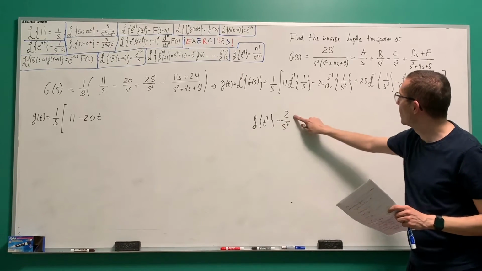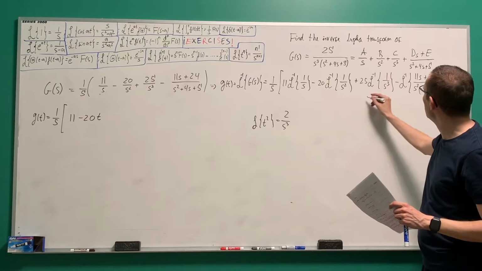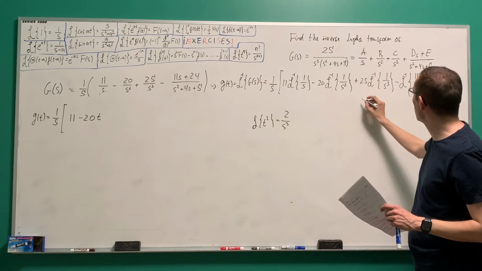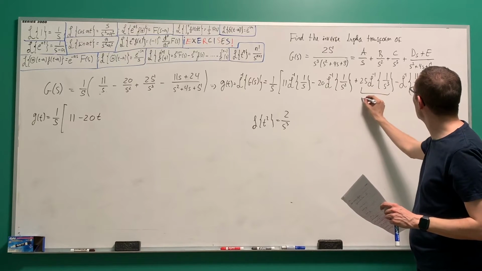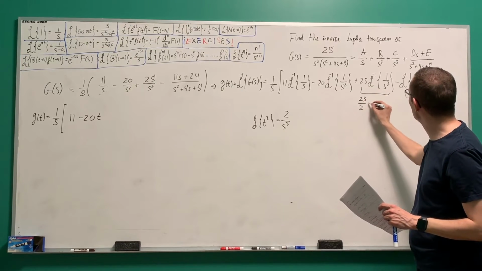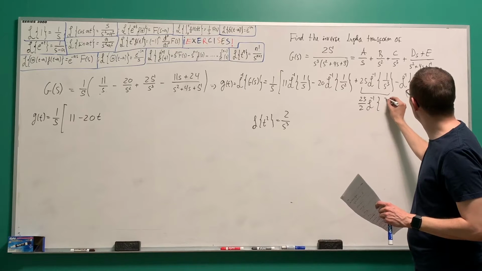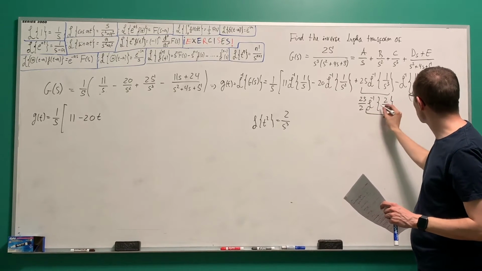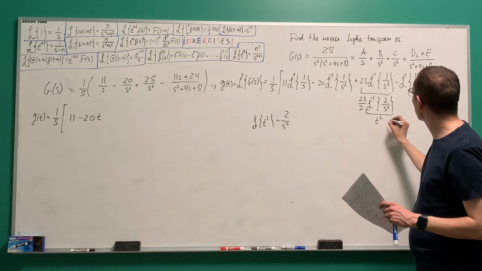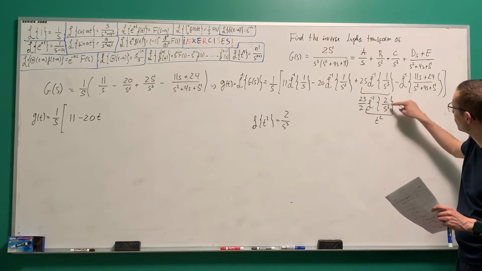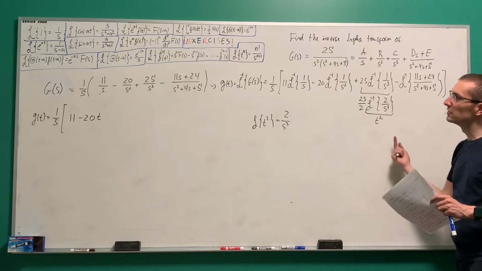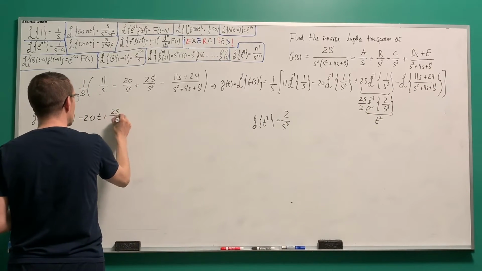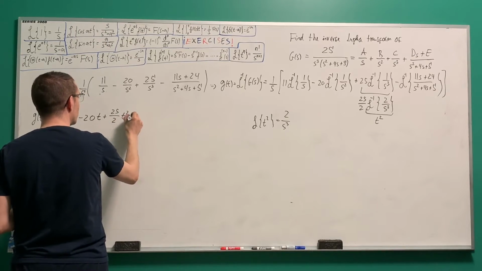To get t squared, I need a 2 in there. So what I can do is multiply inside by 2, divide outside by 2. So this thing is equal to 25 divided by 2, inverse Laplace of 2 over s cubed. And that thing is t squared. The Laplace transform of t squared is 2 over s cubed. So we write that. This is plus 25 divided by 2, t squared.